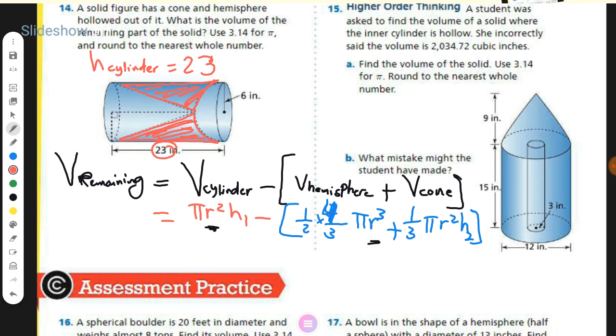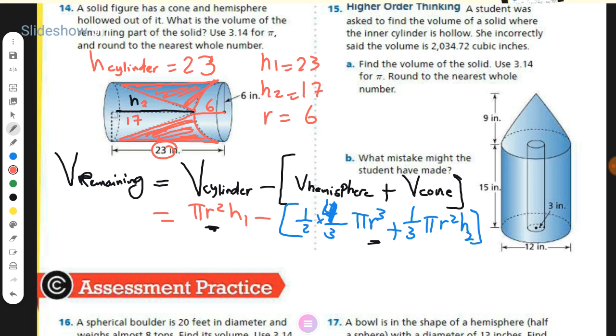What about the height of the cone? This part. I think the radius is 6, so we can consider this part is 6 too. So H2, which is H of the cone, equals 23 minus 6, so it equals 17. So H2 equals 17, H1 equals 23, and R equals 6.